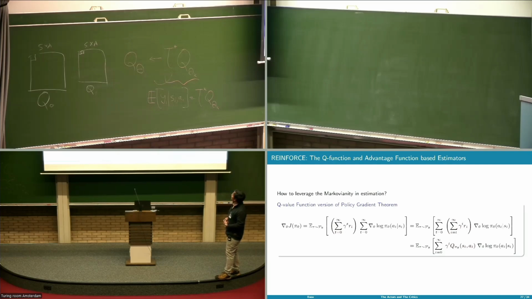So basically, if you have a scheme that can evaluate the q value of a policy, then you can really plug in this q value estimate in here, and you can evaluate this stuff, right? So this is called basically the q value function version, or the action value function version, of the policy gradient theorem. So this is the second version.